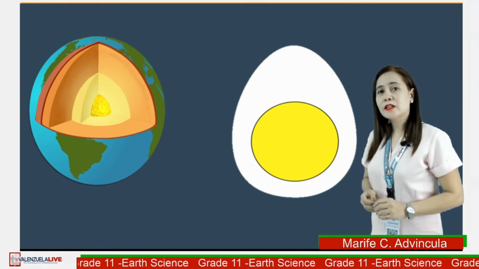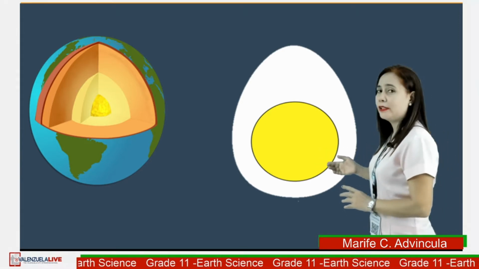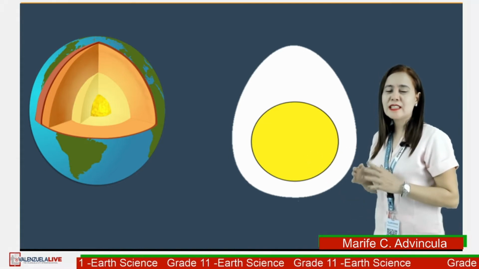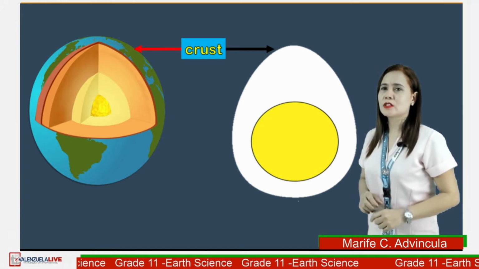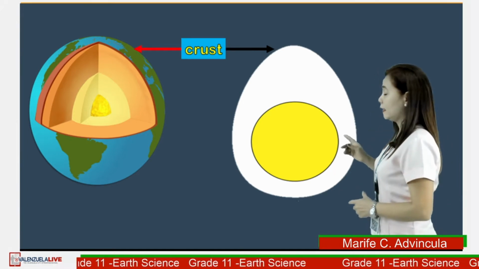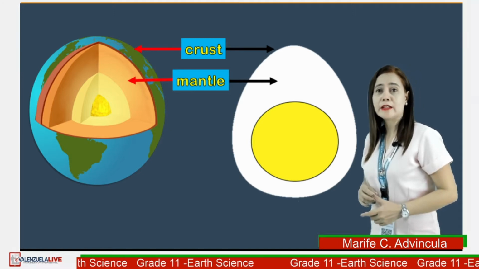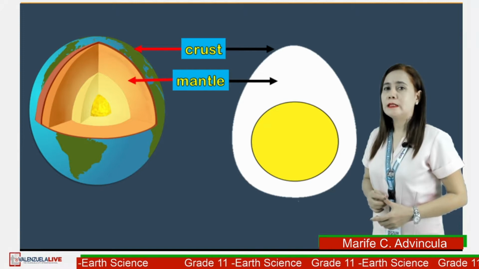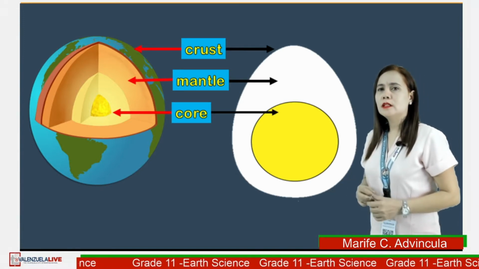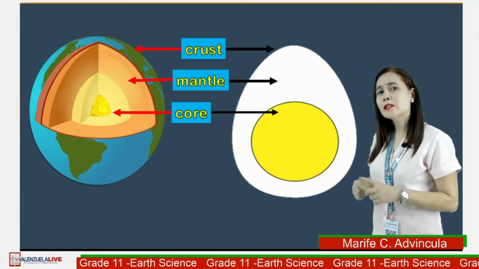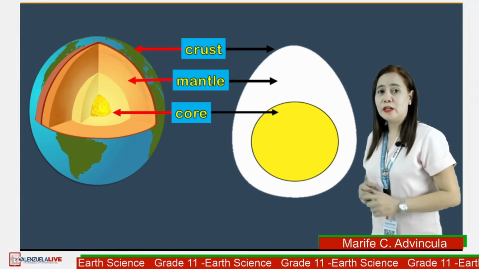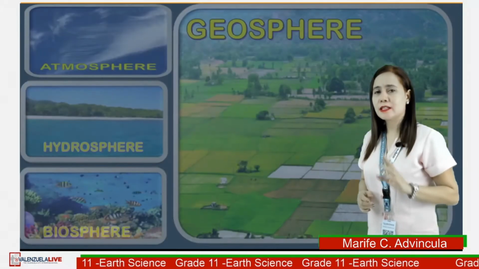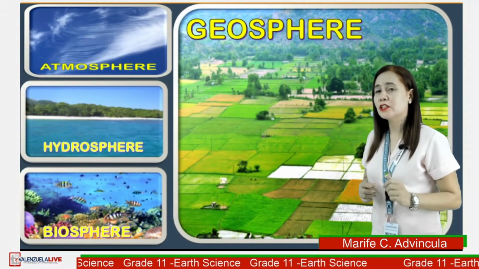We can represent the Earth using this hard-boiled egg. The thin, brittle shell of the egg is like the crust, which is the Earth's surface layer. The white of the egg is like the thick layer just below the crust, which is called the mantle. And the yolk is like the core that is located at the center of the Earth. Now, we are done discussing the geosphere.